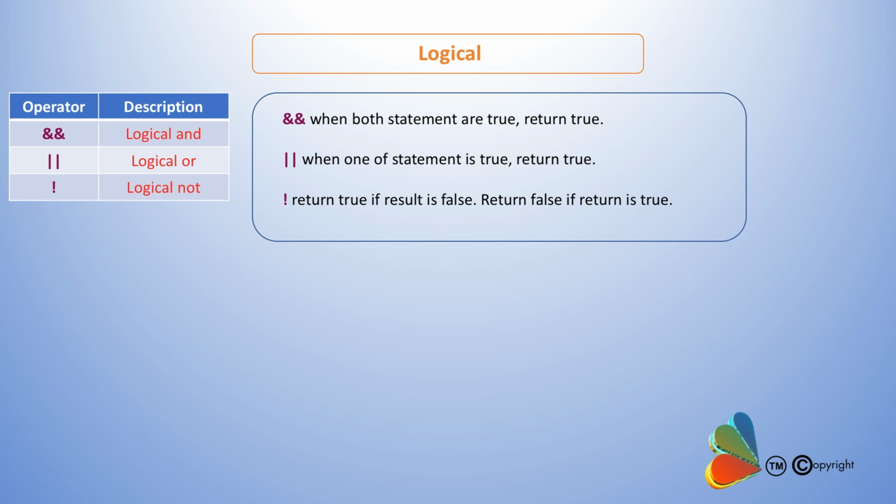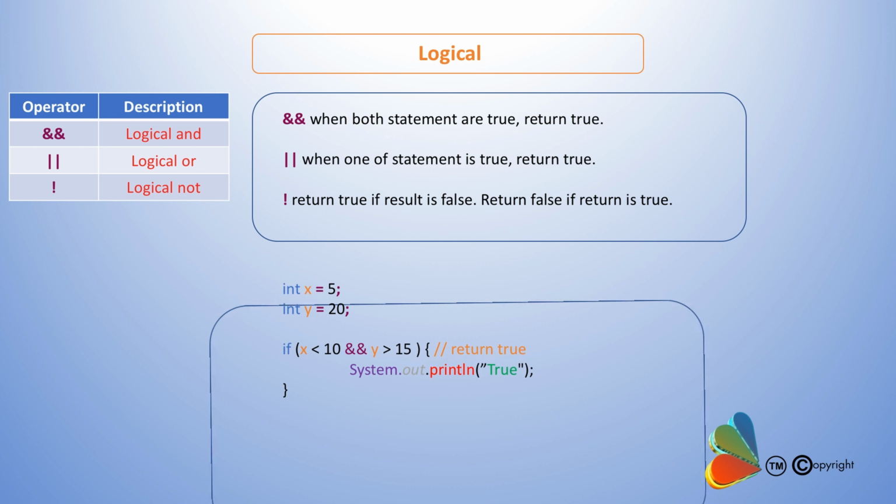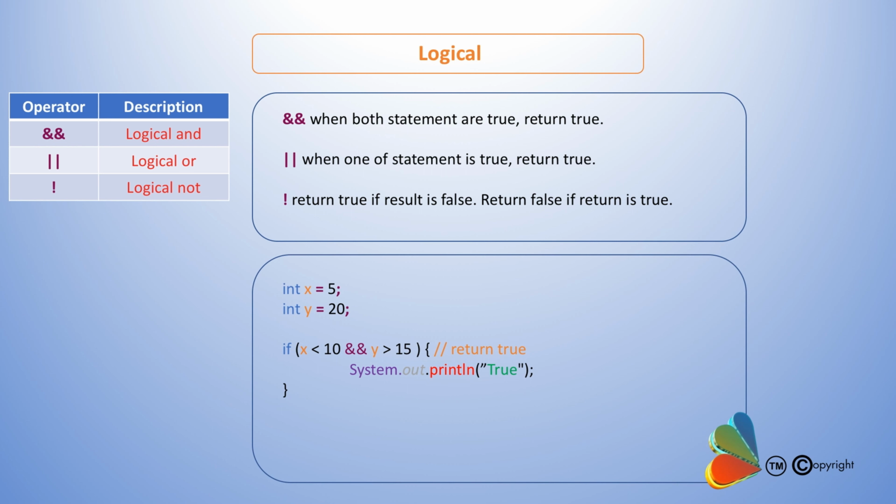Logical and is a type of logical operator. When both statements are true, return true. Logical or is a type of logical operator. When one of the statements is true, return true.